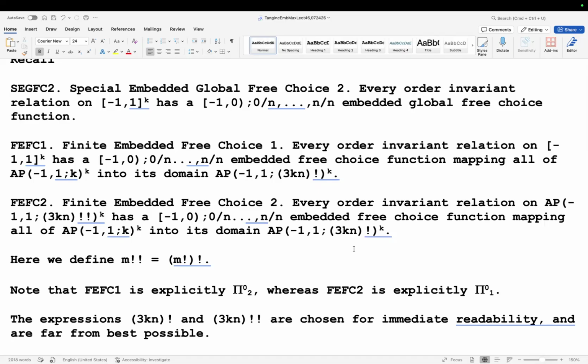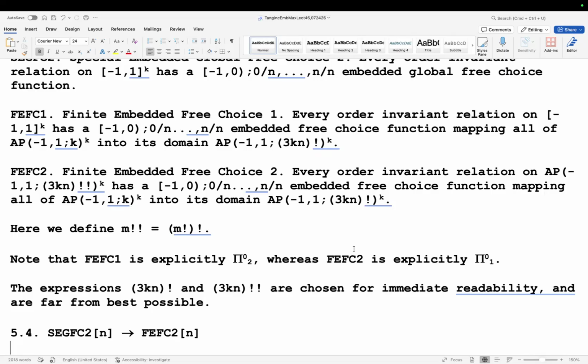So it's on a super thick arithmetic progression. We got an order invariant relation on a super big arithmetic progression, super thick. It has the same kind of embedded free choice function, which maps all of this same little arithmetic progression into an intermediate one, into a middle level one. See? And of course, double factorial means factorial of factorial. And note that the first one is explicitly pi 0, 2, and the second one is explicitly pi 0, 1.